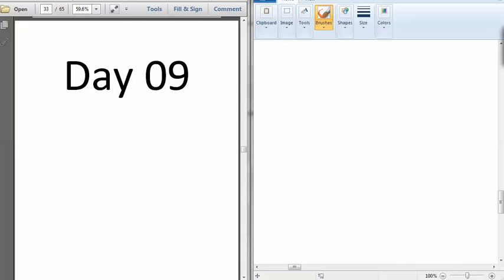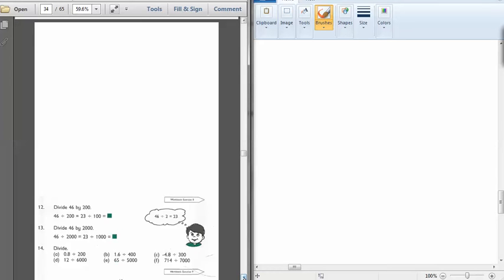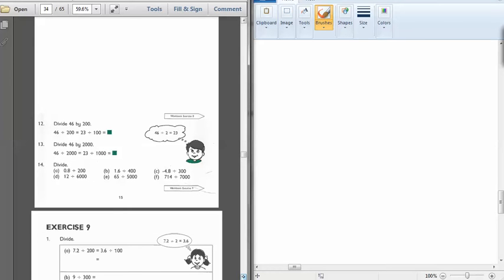Hi, good morning, children. Today is day 9, and here's what we're going to be doing today. What are we doing today? Oh, we're dividing by 200, dividing by 2,000, dividing by 200, 400, all of that kind of stuff. So we're dividing a little bit. It's like dividing by 100 and dividing by 1,000, but instead we're dividing by 200 and all of that kind of stuff. This one's pretty straightforward.